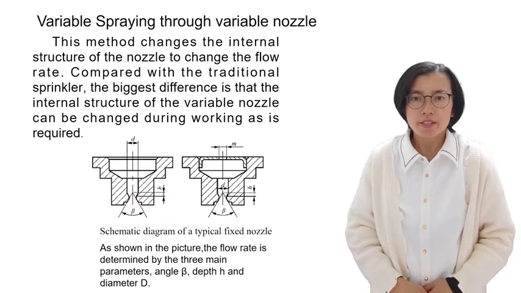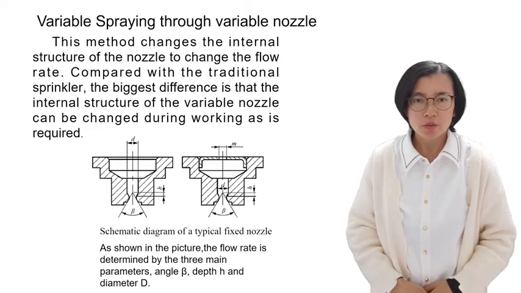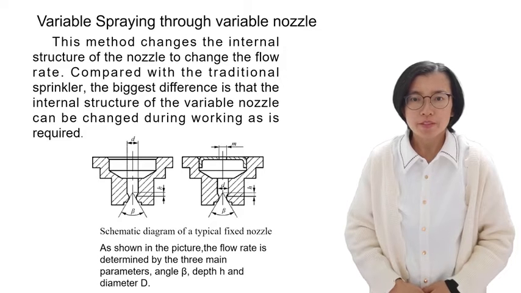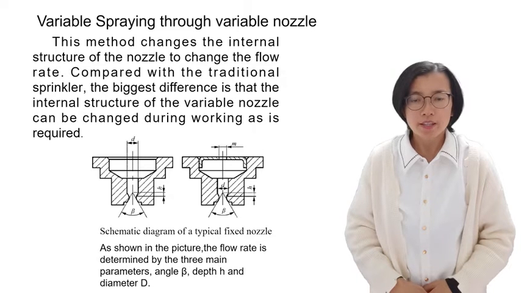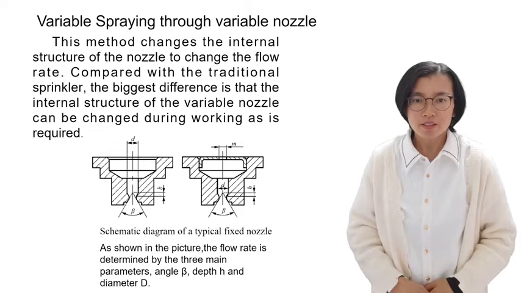The third one is variable spraying through variable nozzle. This method changes the internal structure of the nozzle to change the flow rate. Compared with the traditional sprinkler, the biggest difference is that the internal structure of the nozzle can be changed during working as is required. In this image, we can see the structure of the variable nozzle.